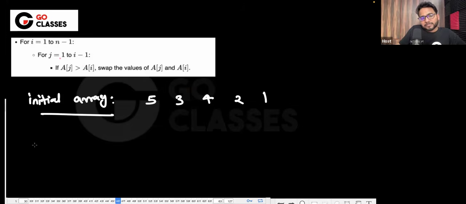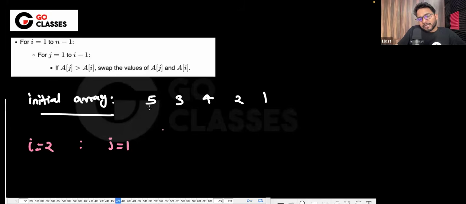So initially i is 1. Let me run the inner loop. Then j will be from 1 to 0, which means it will not get executed. So let me take i equal to 2. If you take i equal to 2, then j will be from 1 to 1, which means it will run for only j equal to 1.